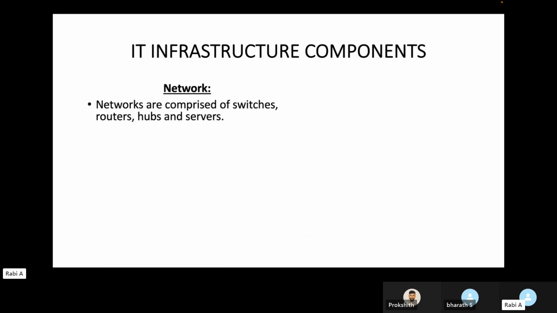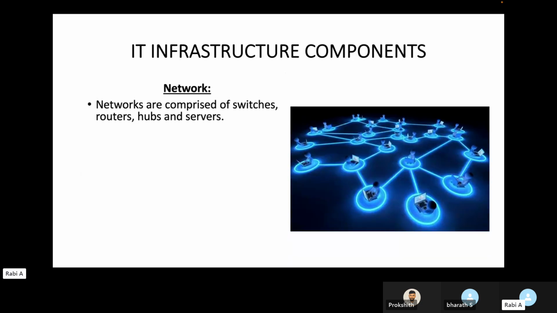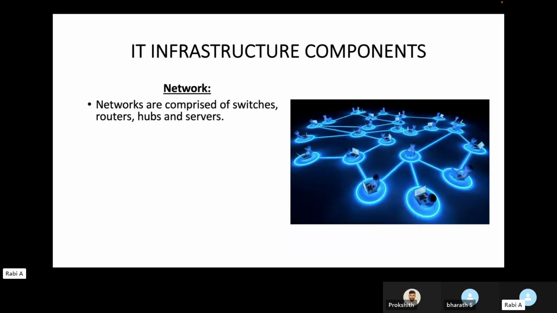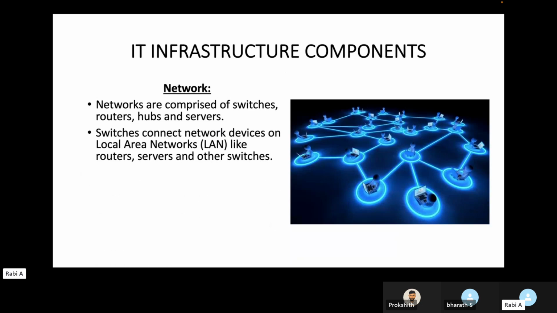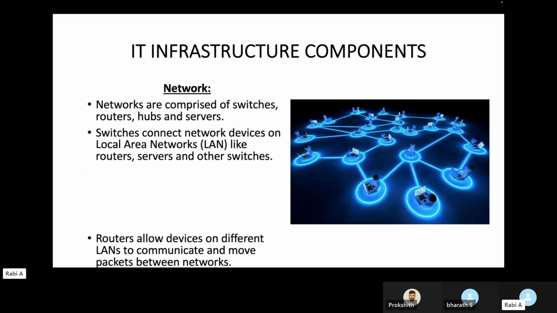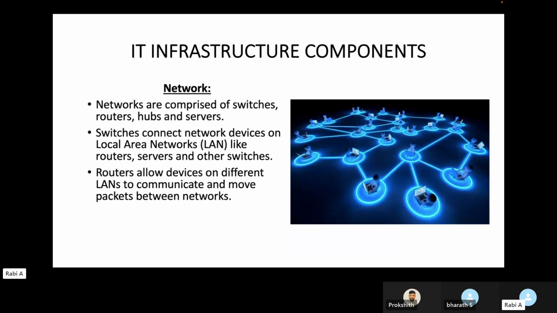Then you have the network. So networks are comprised of your network switches, your network routers, your hubs, your servers, which basically helps you to connect to other systems over the network. So switches connect network devices on local area networks like your routers, servers, and other switches. And then routers allow devices on different LANs to communicate and move packets between networks. And then hubs connect multiple networking devices to act as a single component.